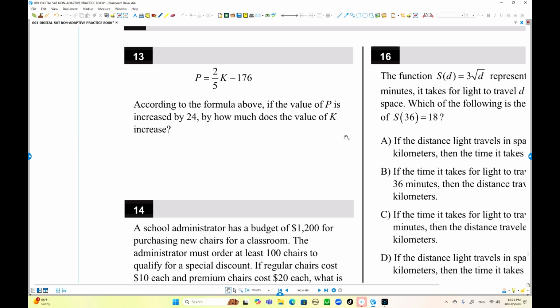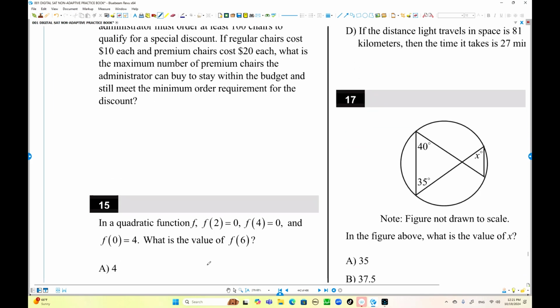According to the formula, this is linear, right? P equals k times the slope, 2 over 5. So if the value of P is increased by 24, that is delta P increased to 24, what is the increase in delta K? Delta P over delta K, that's the slope, right? Change in Y over change in X. That slope is 2 over 5. You can use this formula. But this one equals 24 here, right? So how can you find delta K? Delta K equals 24 times 5 is 120 over 2, okay? So there's a 60 increase in delta K.